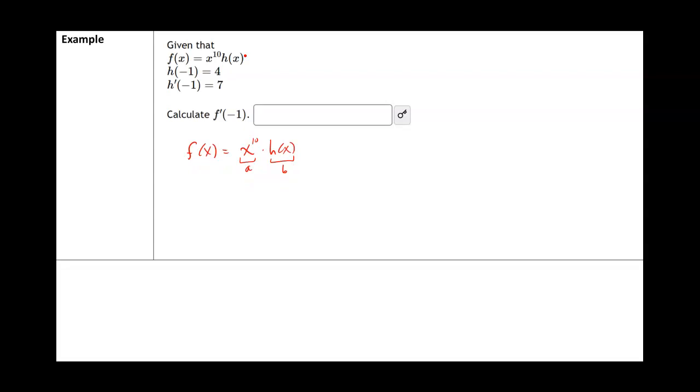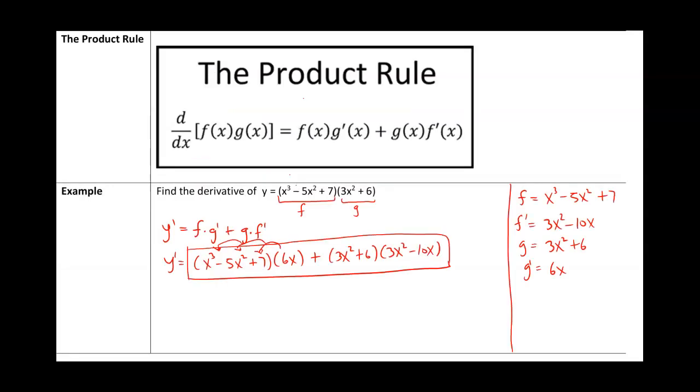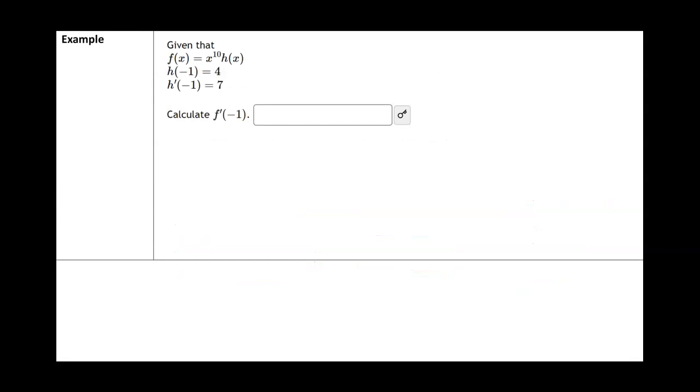So instead of f and g, I can use whatever terms I want. But because I already have an f here, I'm going to use a and b instead of f and g. But it's the same formula. So I'm going to say f of x equals x to the 10th times h of x, where a is x to the 10th and b is h of x.